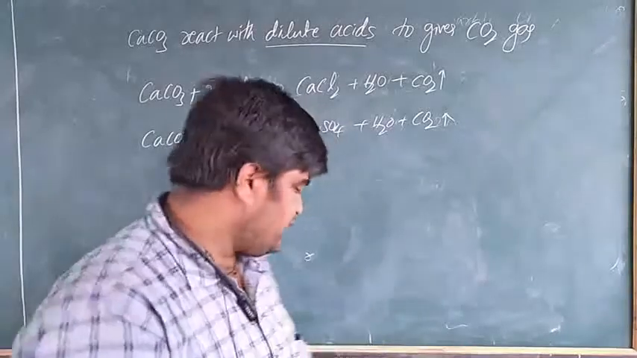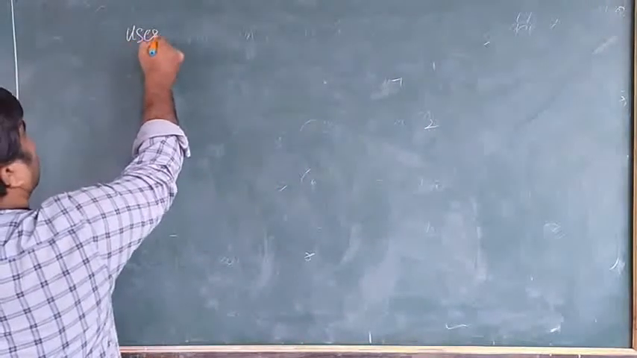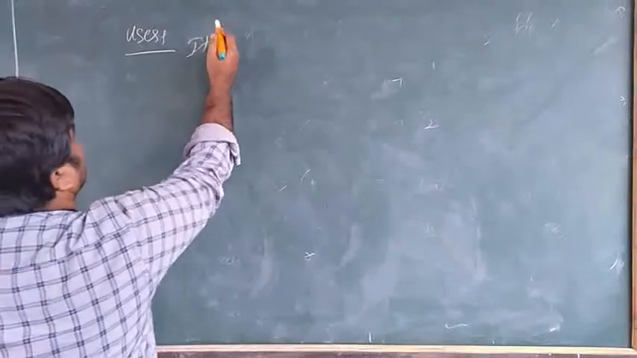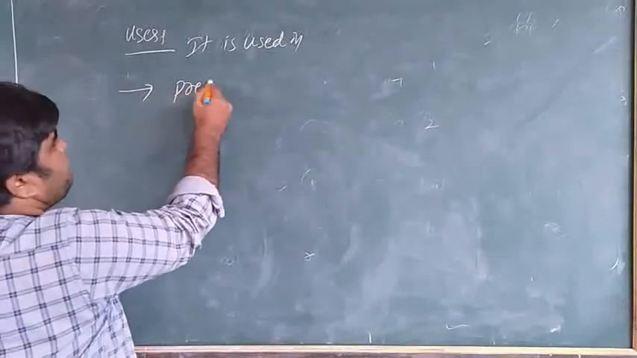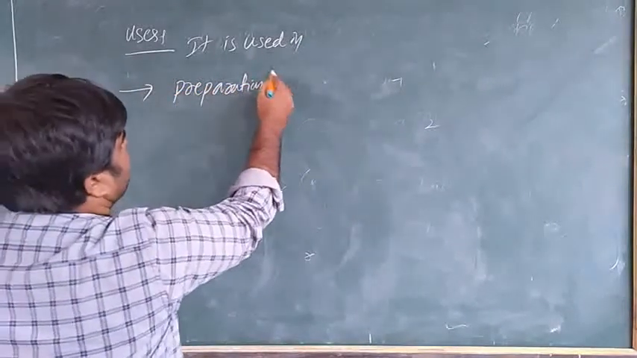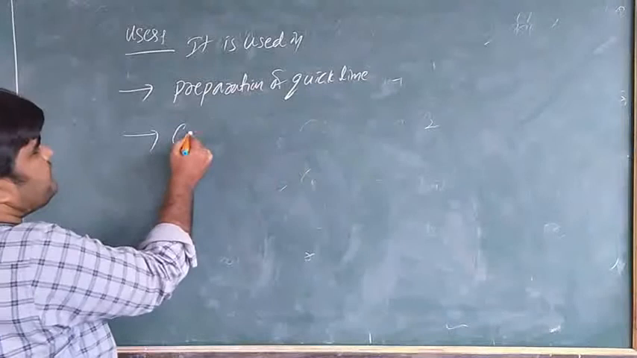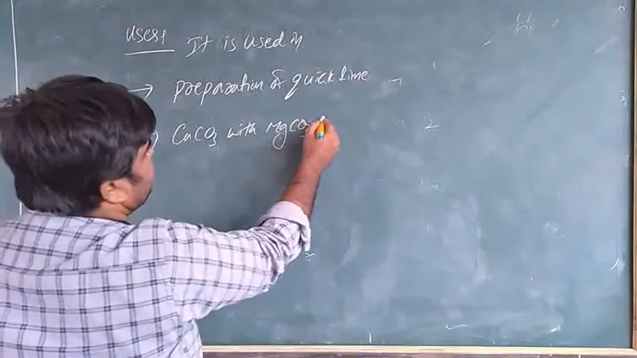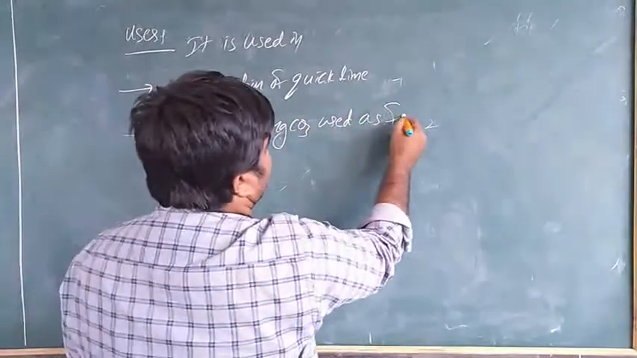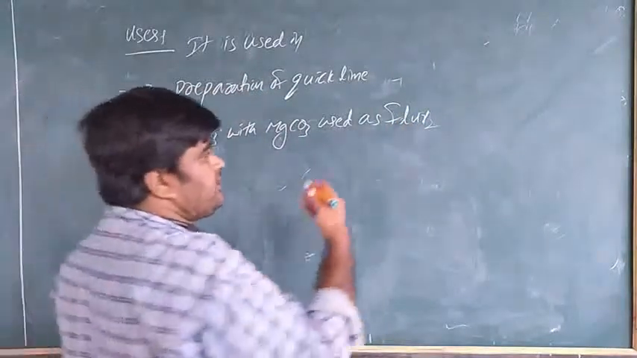Generally, what are the uses of calcium carbonate? The first one is the preparation of quicklime. And calcium carbonate with magnesium carbonate is used as flux. Flux means it combines. Calcium carbonate combines with magnesium carbonate and is used as a flux.